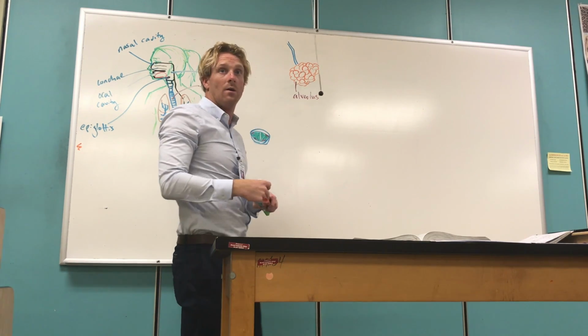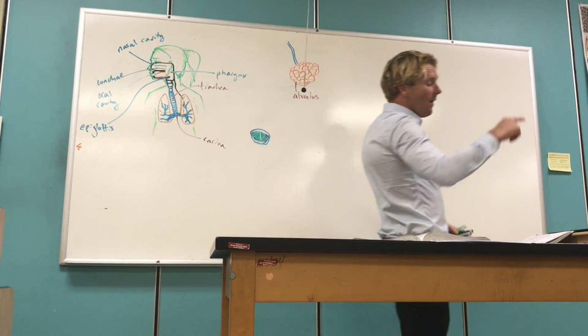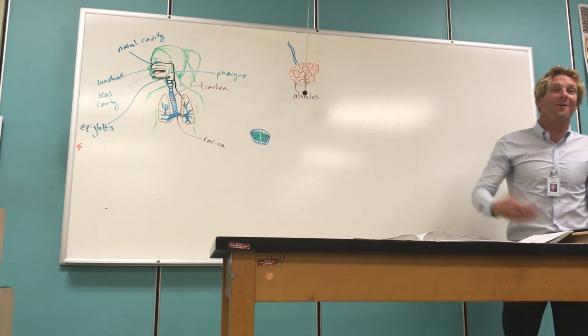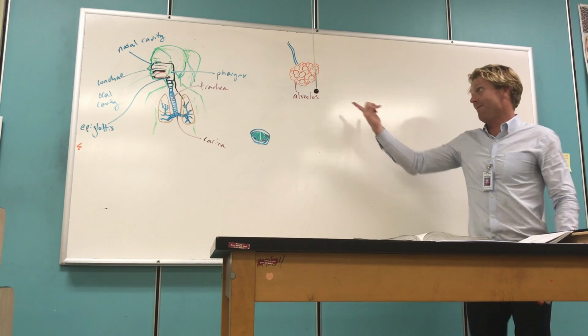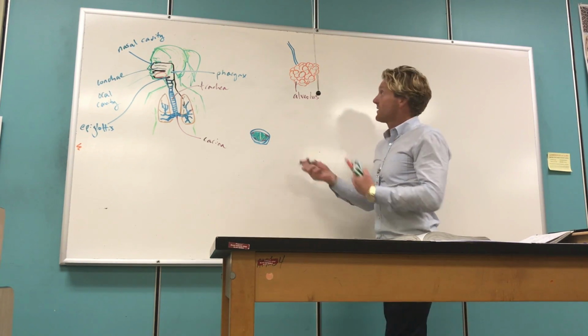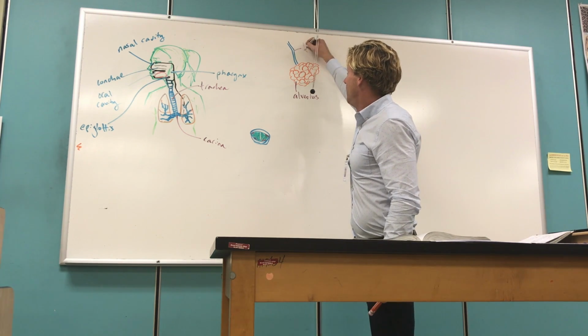Didn't you learn about this? We did. We talked about it when we were talking about tissues. That's right. And now we really get to talk about it, right? So we have talked about this. So this one in blue, that's a terminal bronchiole.